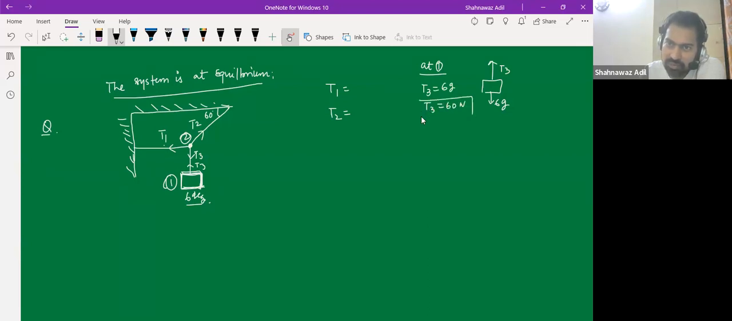Correct? Yes, sir. Now, what do we have? At this point, the string is at some angle, so it will have two components, one in this direction and the other in this direction. What is this angle?